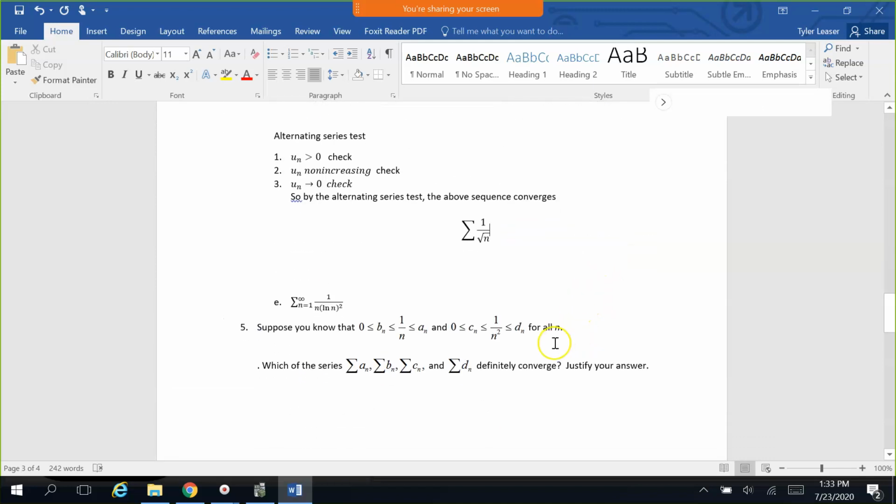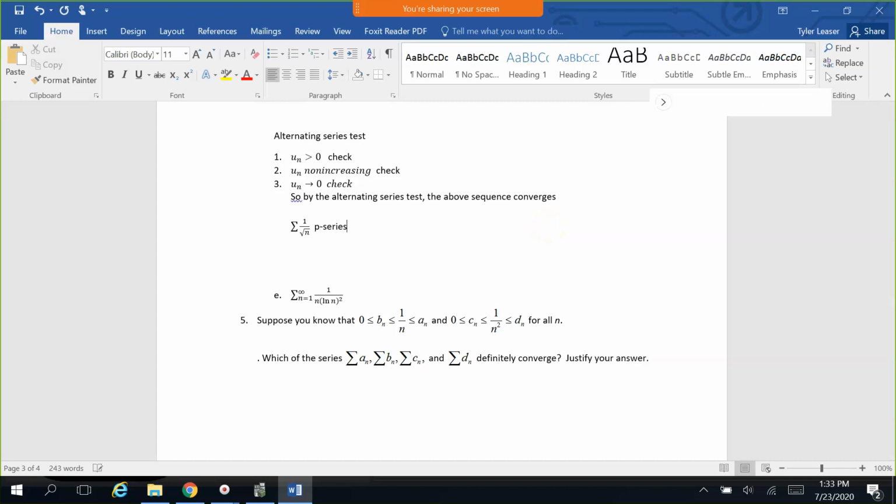Another thing that we could use here would be p-series stuff. So the exponent in the denominator is 1/2. With p-series, as long as the exponent is bigger than 1, it converges. If it's less than 1, which is what we have here, it diverges. Since the exponent is 1/2, which is less than 1, the series diverges. So either way.